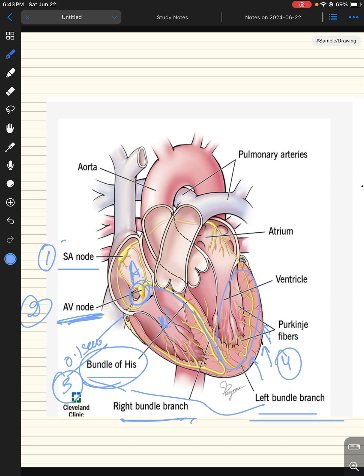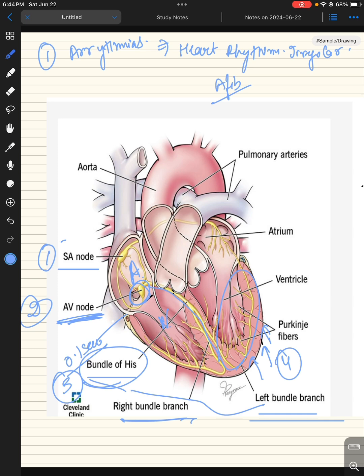So if this system doesn't work properly, what can happen? So first, there can be arrhythmias. Okay, so arrhythmias will occur, right? That means your heart rhythm can be irregular, or we can say abnormal, like atrial fibrillation. So we will be discussing that in other videos.